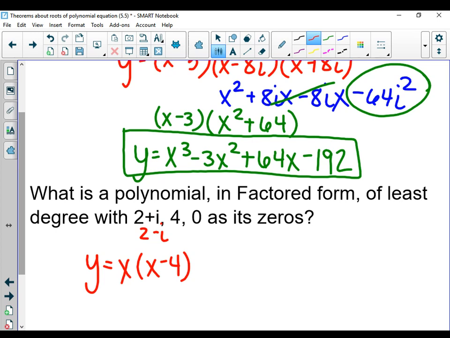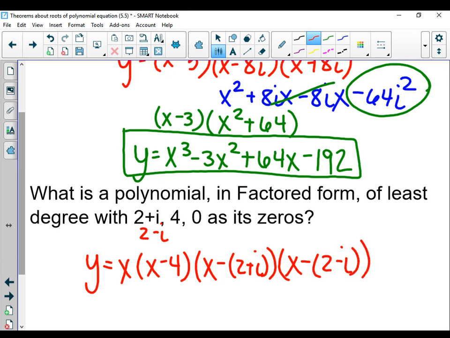And then we're going to write these complex numbers just like we've been writing everything else. Except it's going to look a little bit more visually unappealing than the other ones. But just x minus, we'll have 2 plus I, and x minus 2 minus I. Okay? So it's just going to have a lot of parentheses.